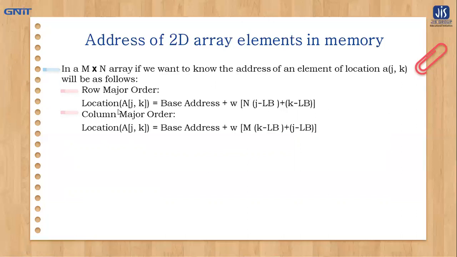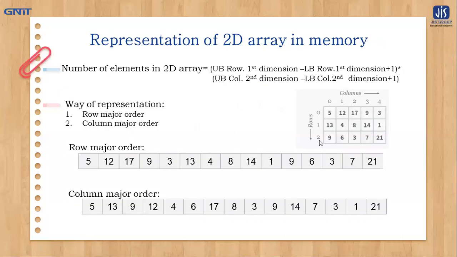Okay, so location ajk means we are finding the address of, suppose for this we need to find the address of 8, and if the lower bound is 0, 0, then the j value will be 1 and k value will be 2. And if we start storing the data from 1, 1 index, then it will be different. The jk position will be 2 and 3.